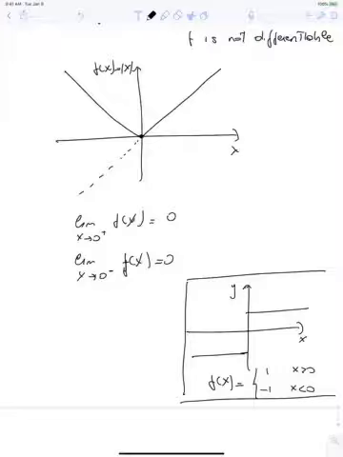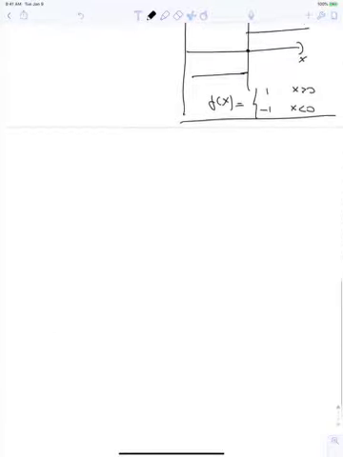And if you want, you can define it equal to 0 in the middle. But for sure, this function is not continuous in 0. Now, the absolute value of x is continuous in 0 because the two limits are the same. But we're going to prove that it's not differentiable.